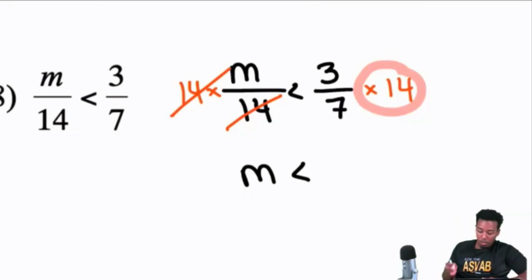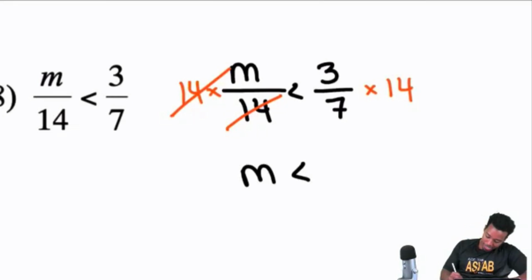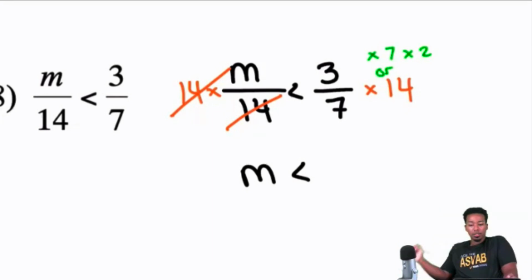But let me give you a little shortcut way here. Good, guys. 14 is the same thing as 7 times 2. And let me put this above so you can still see it. It's the same thing as times 7 times 2. Does anybody here agree that I can replace the 14 with 7 times 2?